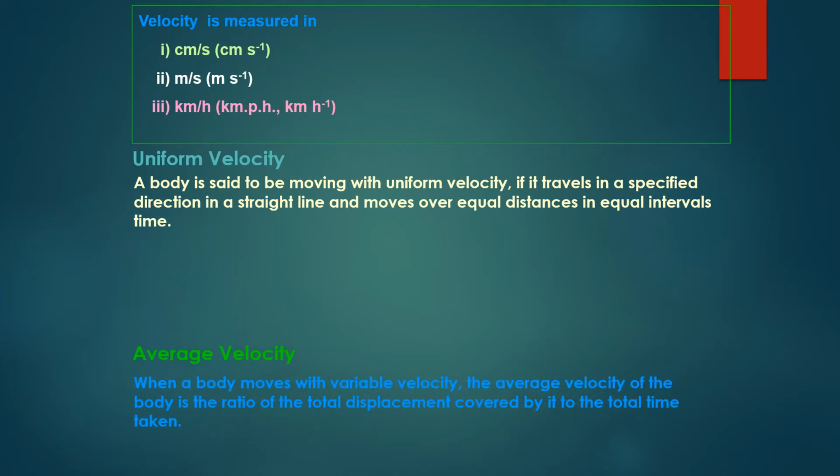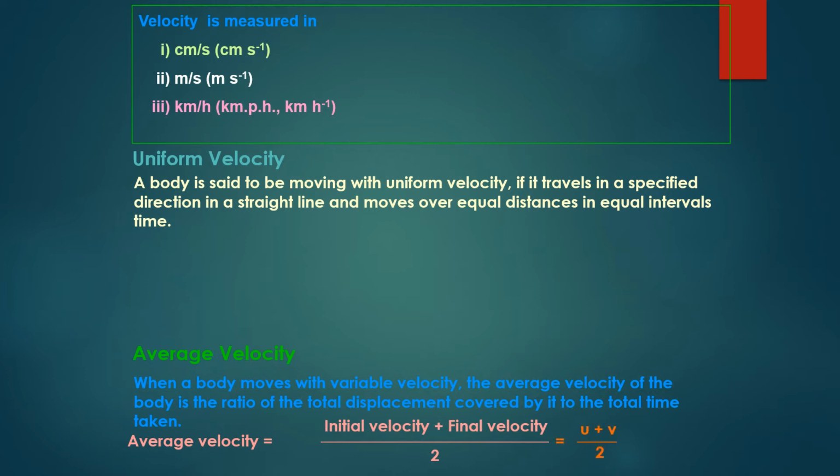What is average velocity? When a body moves with variable velocity, that is, there is change in velocity, the average velocity of the body is the ratio of total displacement covered by total time taken. That is, if the body is moving with different velocities, average velocity is initial velocity plus final velocity divided by 2. Initial velocity is written as u and final velocity is written as v.